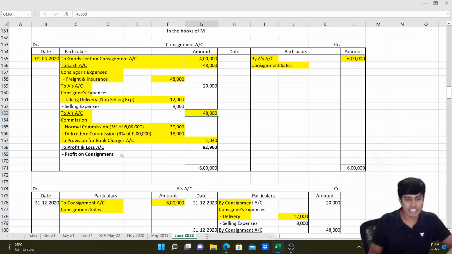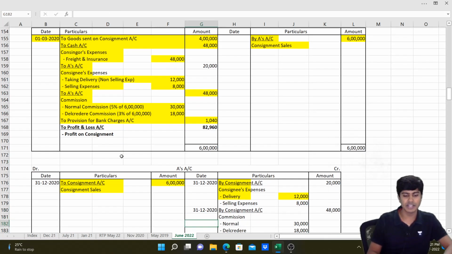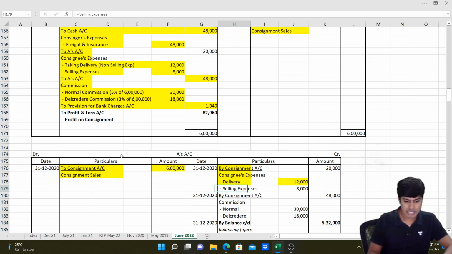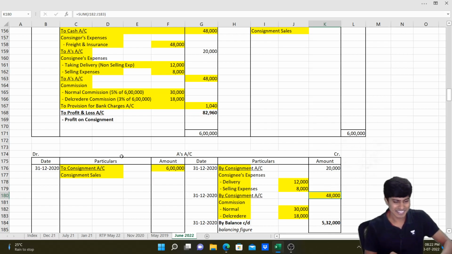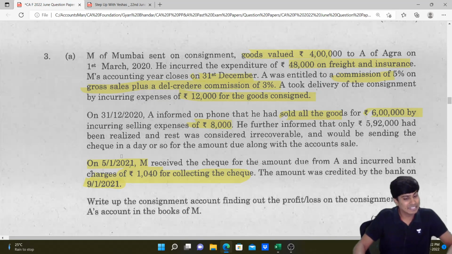And they've told that selling expenses of 8,000 is incurred. All the expenses have to be debited to consignment account. So I'm debiting here. Credit is to consignee account because we need to pay such money to consignee. So in my consignee account, I would credit two things. One, selling expenses what I need to pay him, 8,000. Two, commission that I need to pay him, normal as well as del credere, 30 plus 18, 48,000. Got this, guys? Fantastic. And the question is over.